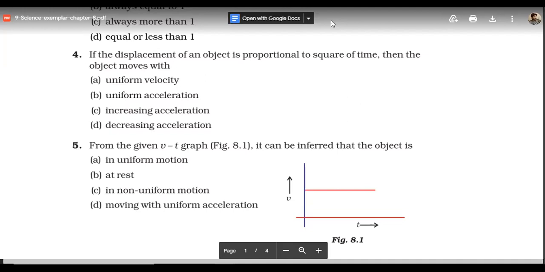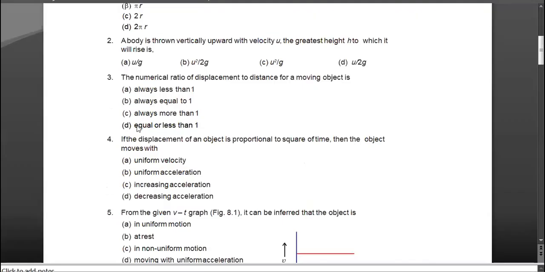Tell me, Hamna. Question number 4. Okay, let's discuss. According to you, you said that B is the correct answer for this second question, right? Hamna, tell me.